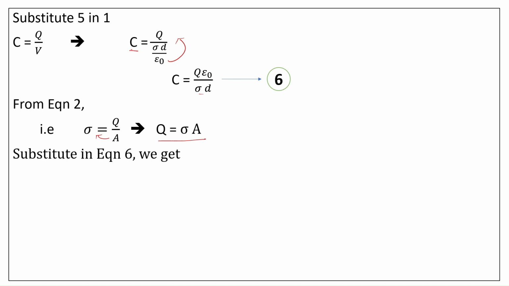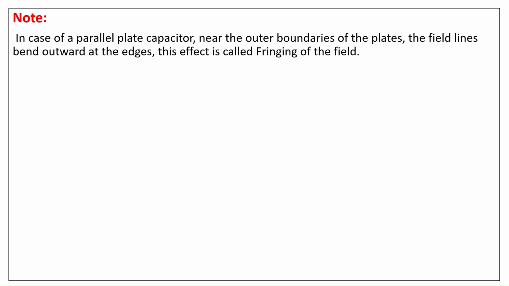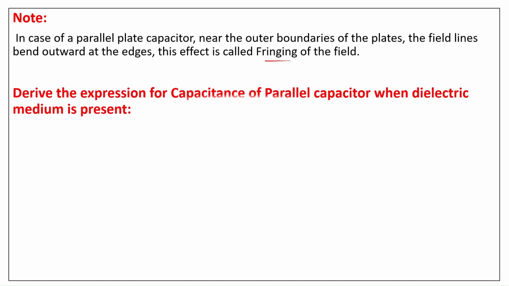Substitute this in equation 6. C is equal to sigma A epsilon naught by sigma d. On cancelling sigma, we get C is equal to A epsilon naught by d. This is the expression for capacitance of a parallel plate capacitor. Note: in case of a parallel plate capacitor, near the outer boundaries of the plates, the field lines bend outward at the edges. This effect is called fringing of the field.